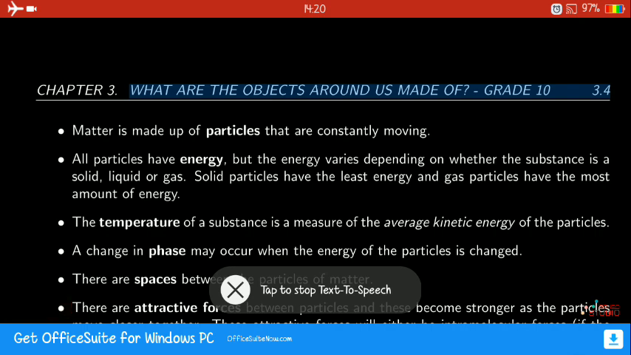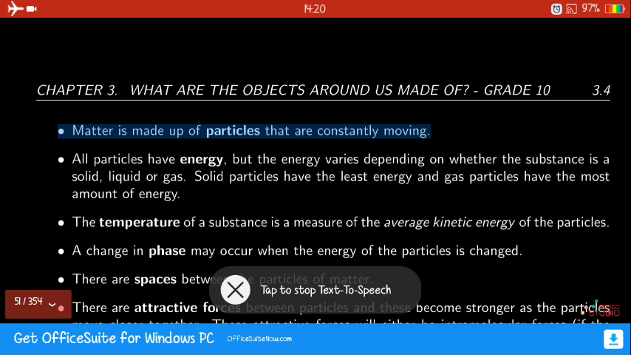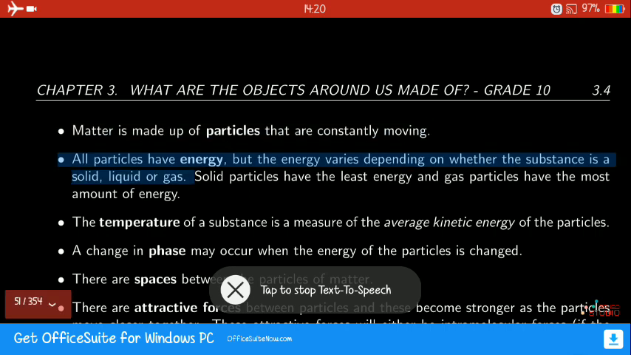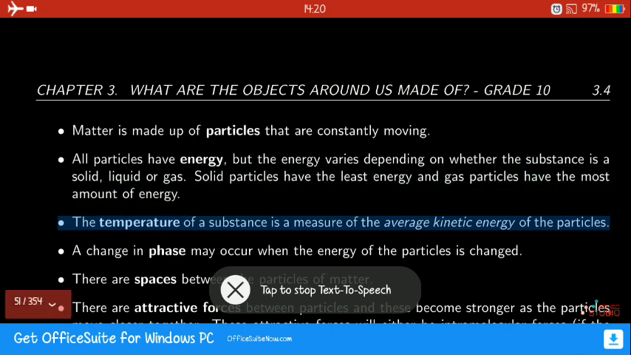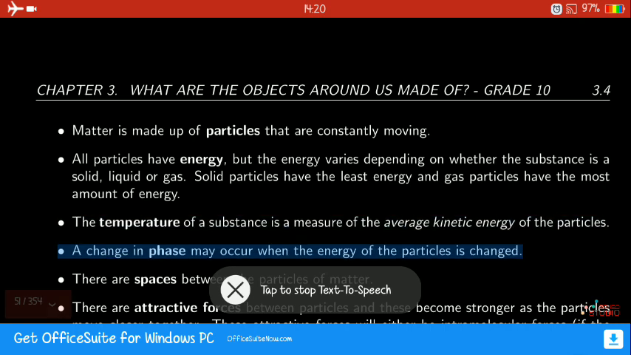Matter is made up of particles that are constantly moving. All particles have energy, but their energy varies depending on whether the substance is a solid, liquid, or gas. Solid particles have the least energy and gas particles have the most amount of energy. The temperature of a substance is a measure of the average kinetic energy of the particles. A change in phase may occur when the energy of the particles is changed.